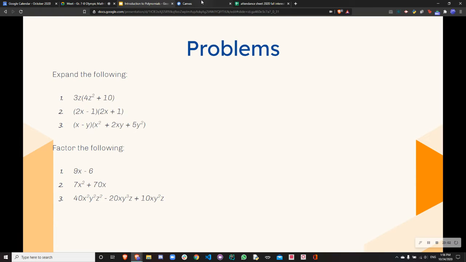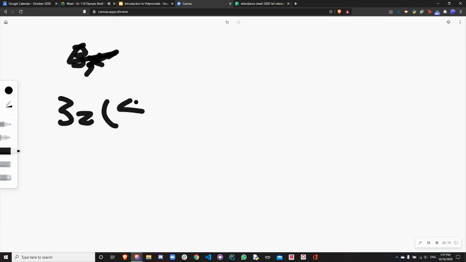Let's take these up on a whiteboard. So this first question, 3z times 4z squared plus 10. All right, can someone expand this for me?